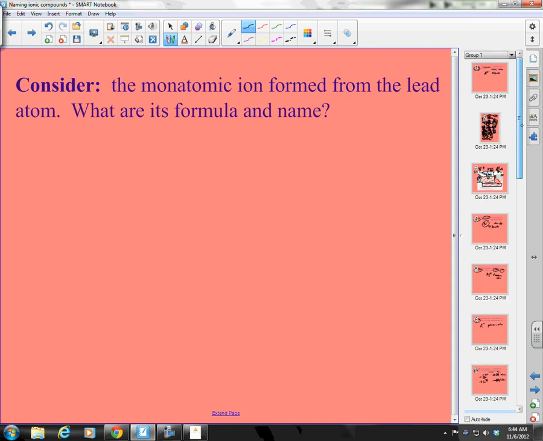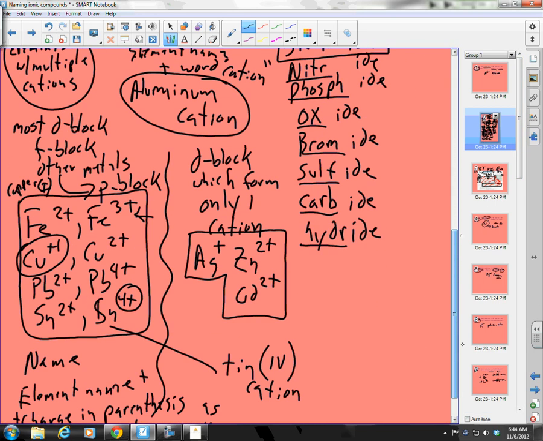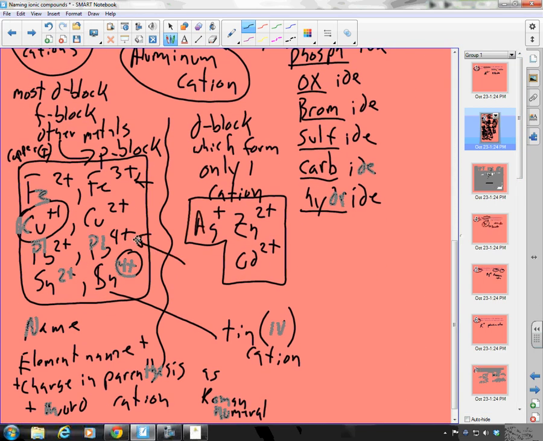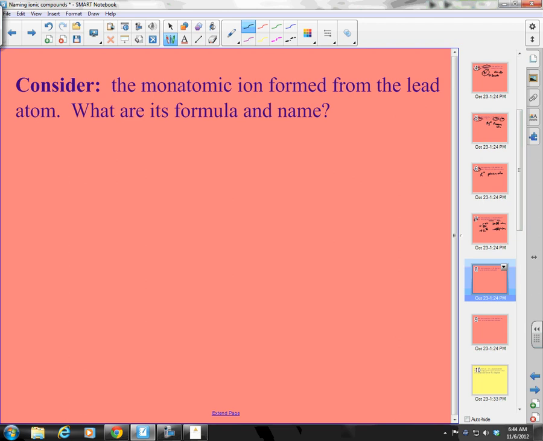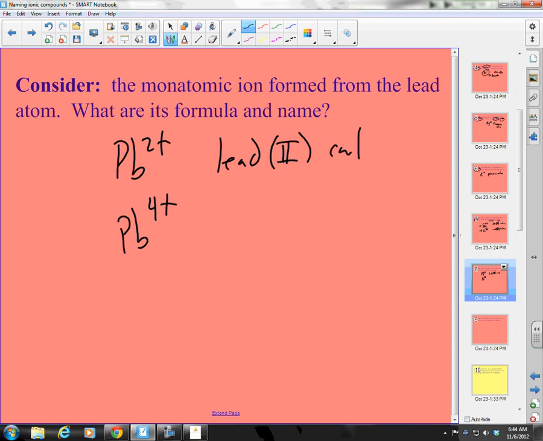Okay, lead. Lead we had in our list over here, right? Here is lead. Lead is Pb2+ and Pb4+, and you all will memorize that, correct? And so here's Pb2+, and here's Pb4+. Now, how do I tell them apart? The name for this is lead what? Lead(II) cation. And the name for this would be what? Lead(IV) cation. All right. That's not so bad.